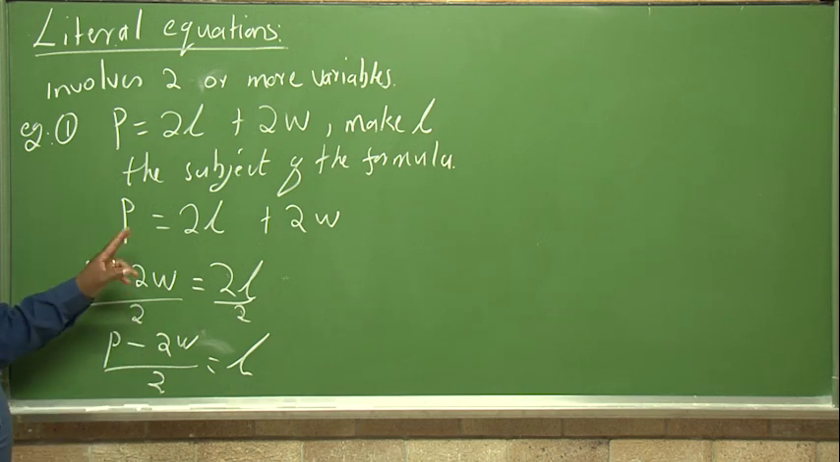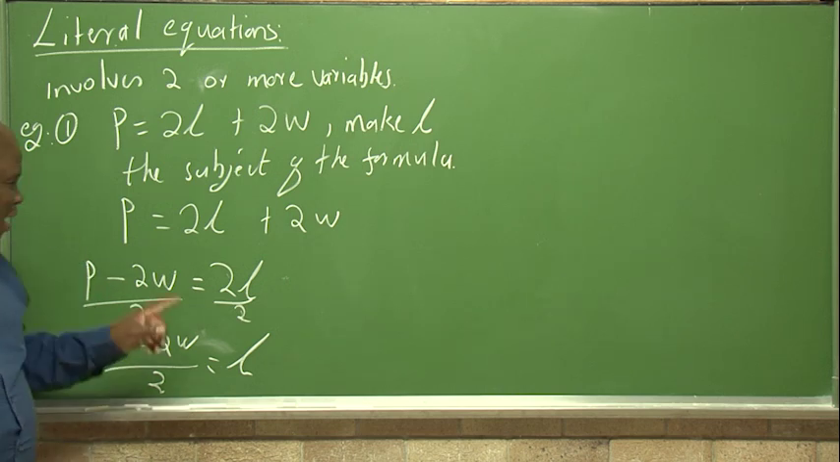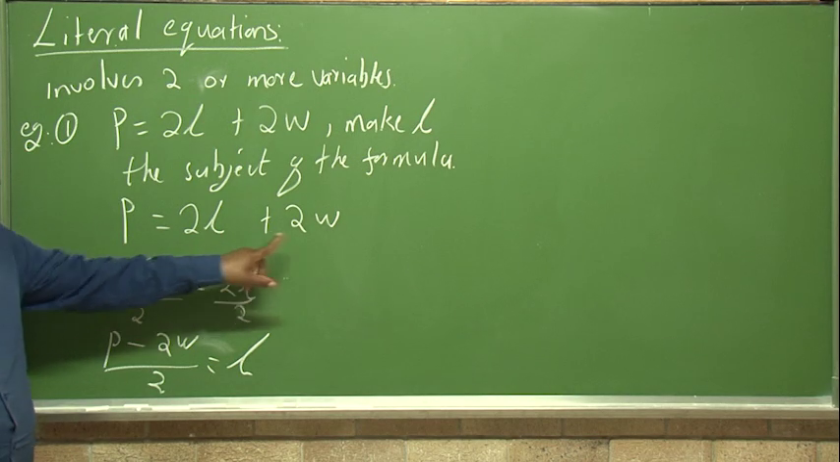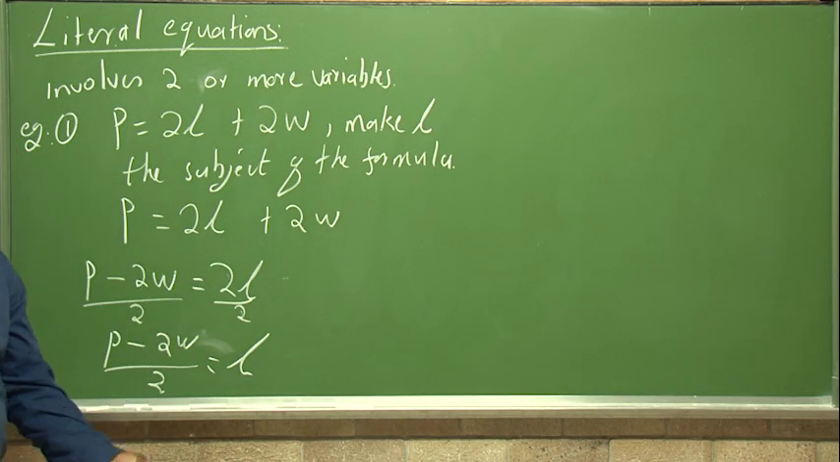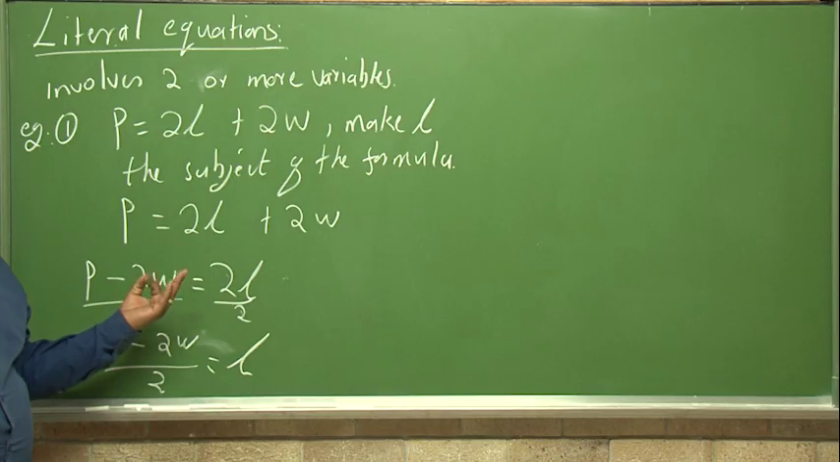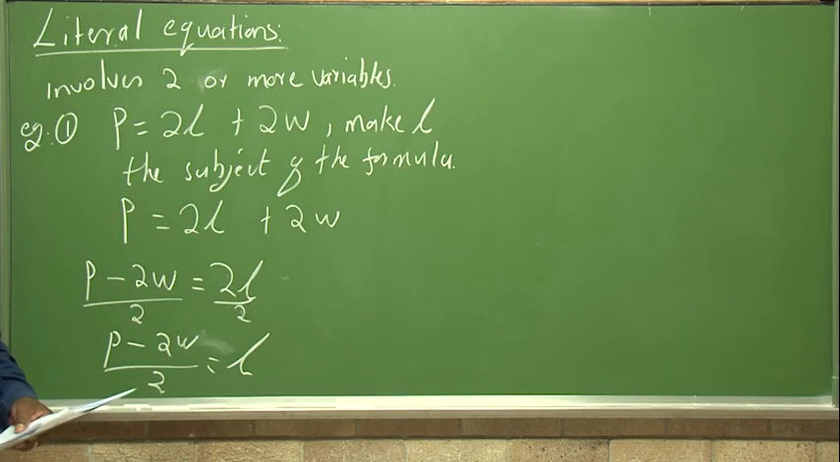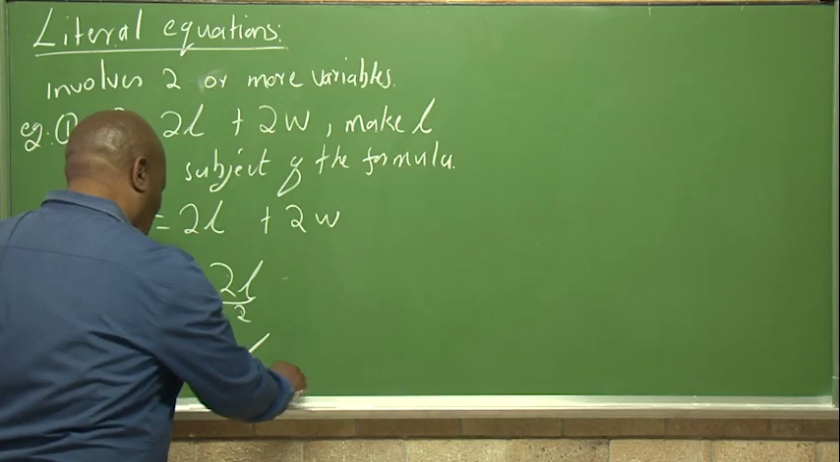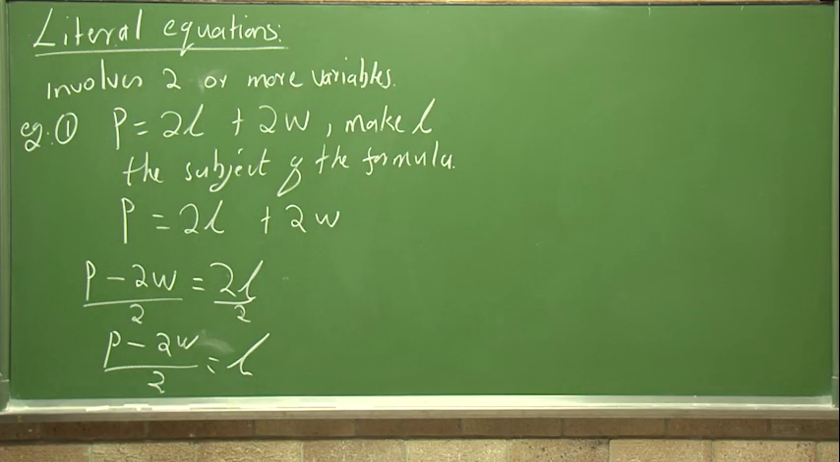Literal equations have 2 or more variables. Here we've got P, L, and W as variables. They have 3 variables, therefore they are called literal equations. This was the case in the first example, where we had to make L the subject of the formula.